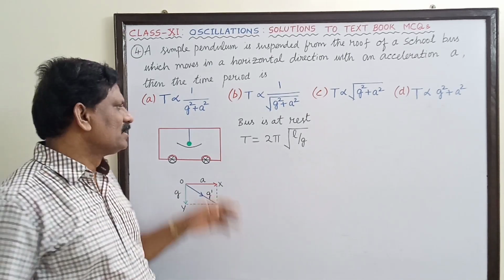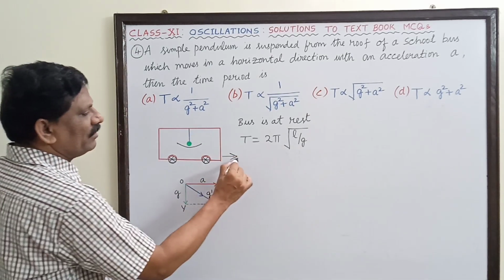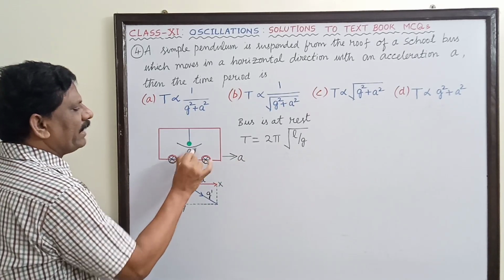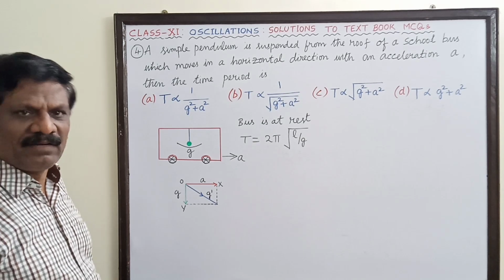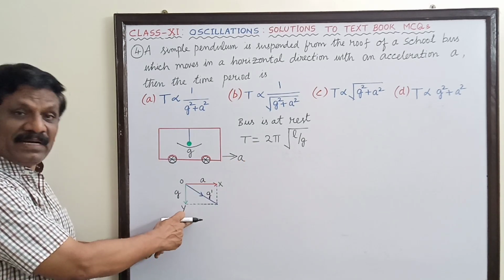But actually the bus is moving in the forward direction, is it not? The bus is moving in the forward direction with an acceleration a, and here it is having an acceleration due to gravity g in the vertical direction. So we have to draw a vector picture for better understanding.